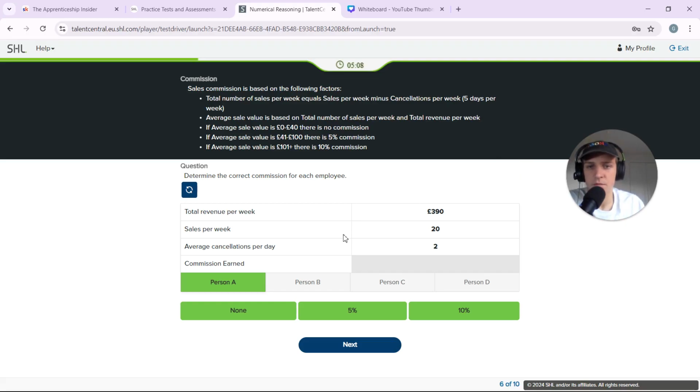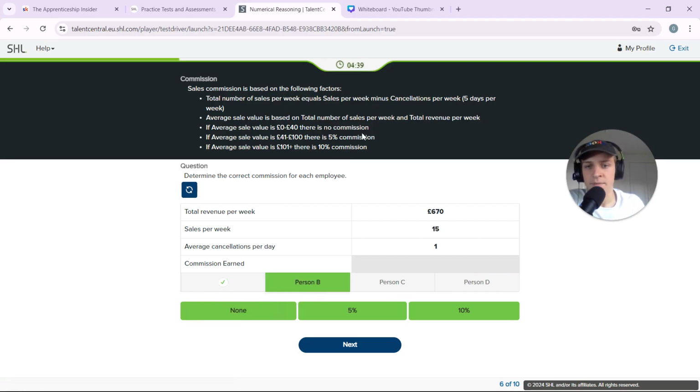Okay, so the total sales per week is. Oh, okay, got it. So first things first, I'd work out the total sales per week. The sales per week is the sales minus the cancellations per week. These are average cancellations per day, so 2 cancellations per day, times 5, there's 10 cancellations, 20 minus 10. This guy has 10 total sales per week. Now, in terms of revenue, he's got 390, so do 390 divided by 10. He gets on average £39 per transaction, so there's going to be no commission from here.